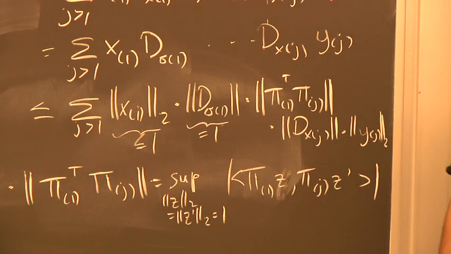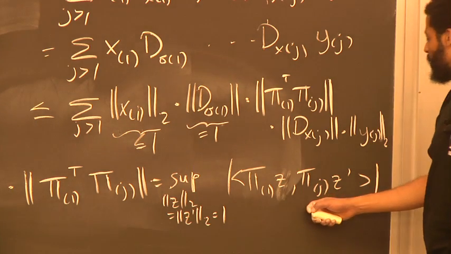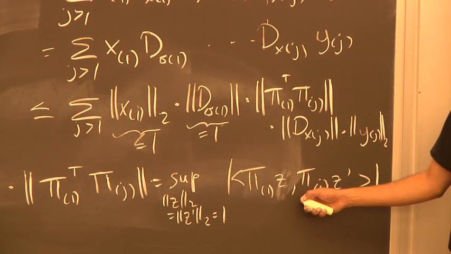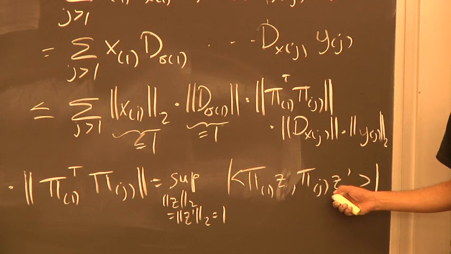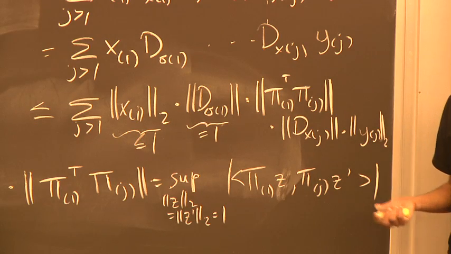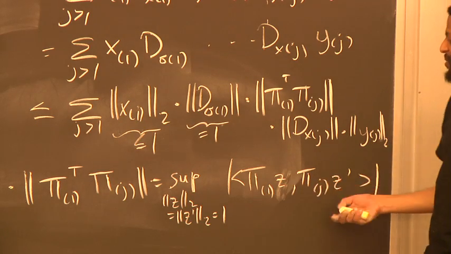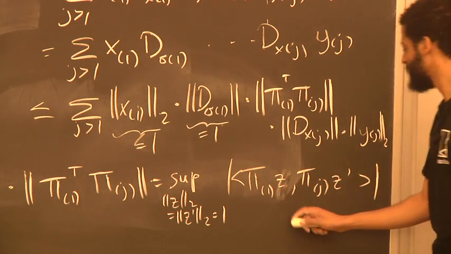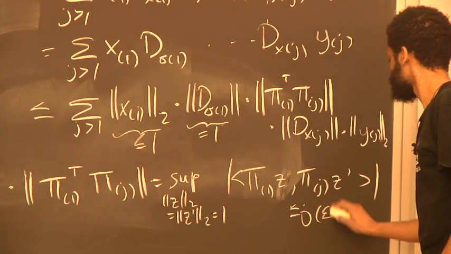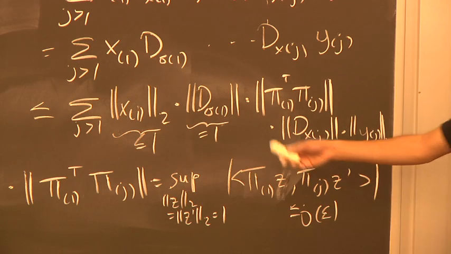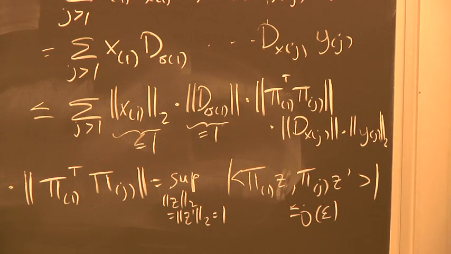You have a question? Yeah. Why are z and z prime k-sparse? So we're only looking at the jth block of pi being applied to z prime, right? So z prime is just a k-sparse vector, of course, with entries in that block. Yeah. So z and z prime are k-sparse. So by our lemma from last time, this thing is O of epsilon. Right. So the operator norm of this thing is O of epsilon.